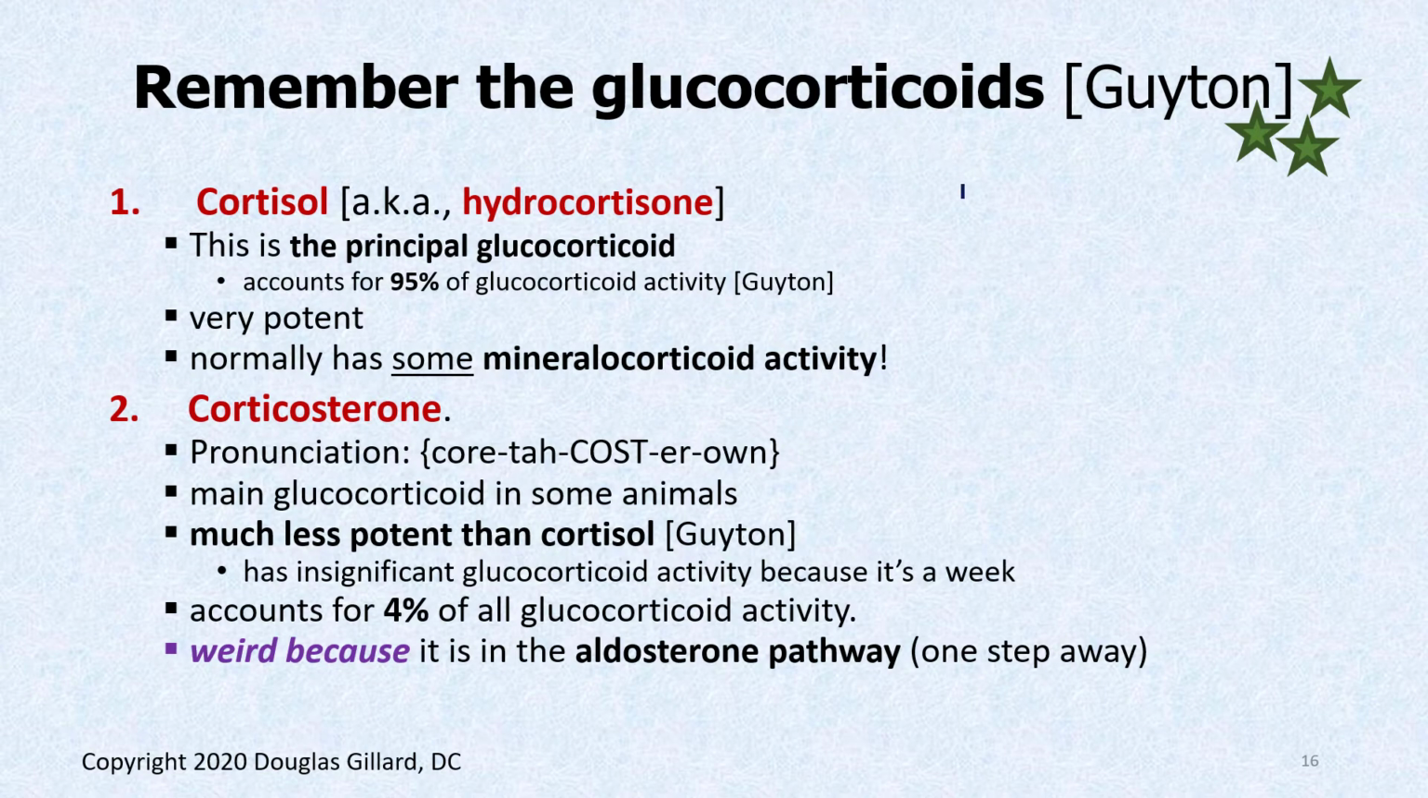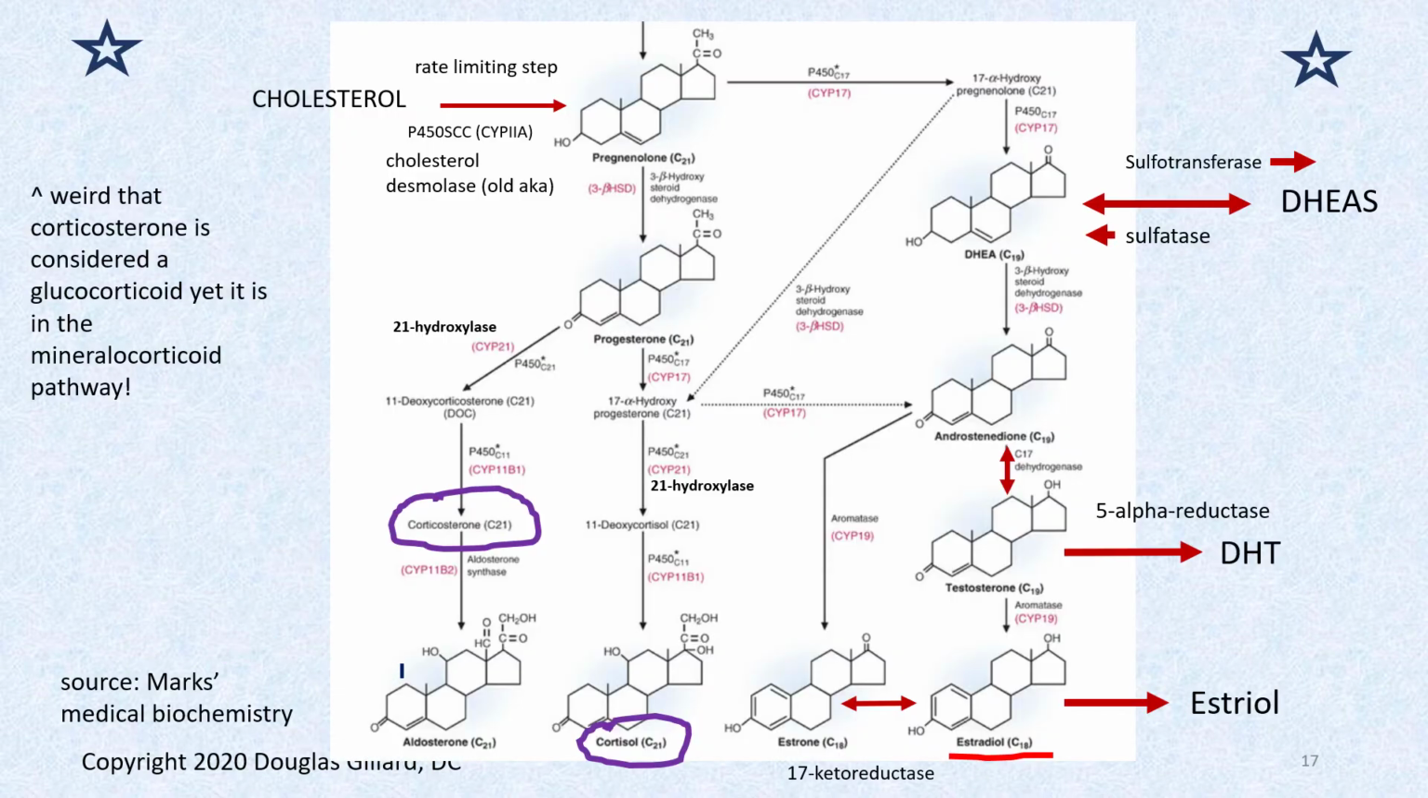All right, so more about the glucocorticoids. We've talked about cortisol. That's the principal glucocorticoid. Super potent. There's also corticosterone. That's in there. It's less potent than cortisol, but that's also released from the adrenal cortex. It only accounts for about 4% of glucocorticoid activity. What's weird about corticosterone, we have to go back to biochemistry. So here's the pathway to make aldosterone, and strangely enough, corticosterone lives in the pathway to make aldosterone. So that's just plain weird, right?